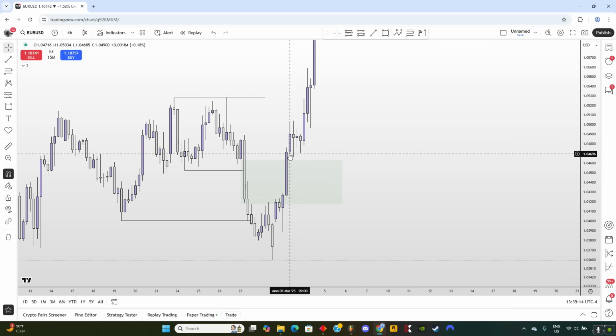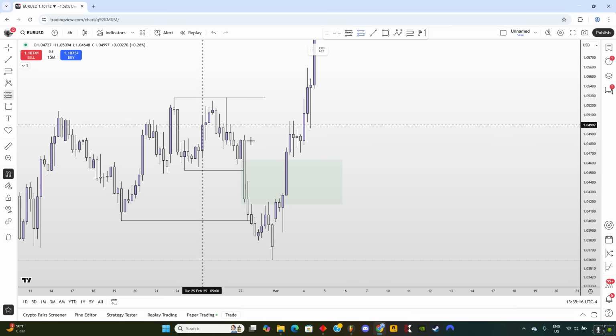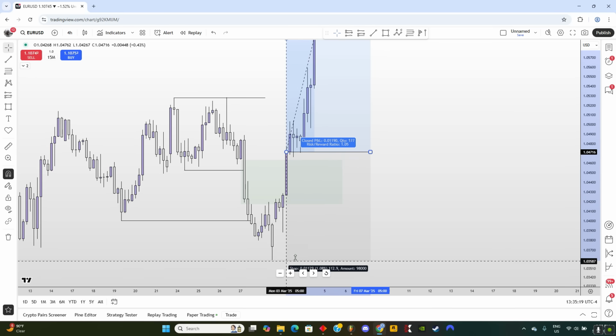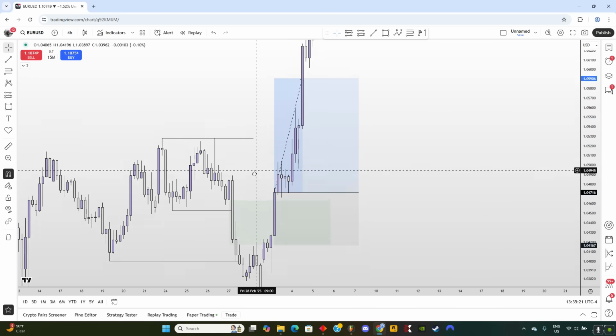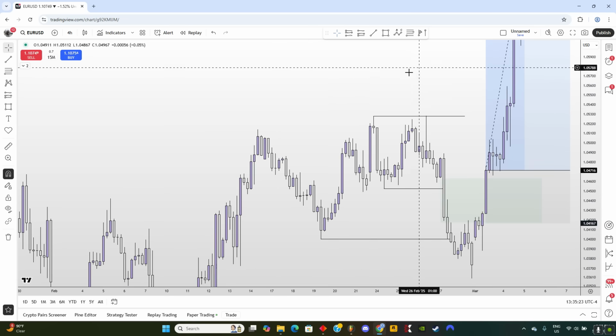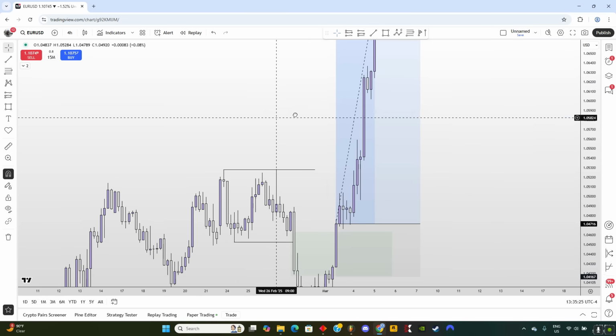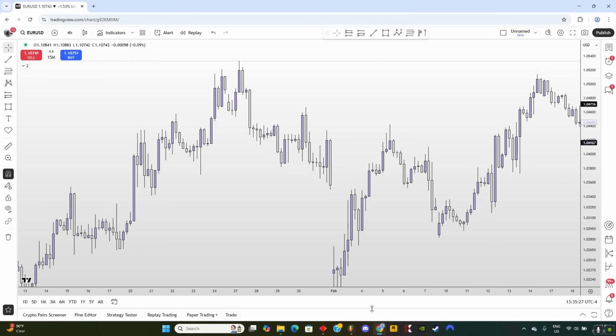And once price inverses above it, that's when we take a long right there. Put our stops right below this low. And pretty much you can see it played out perfectly. Let me see if I can find a couple more examples.